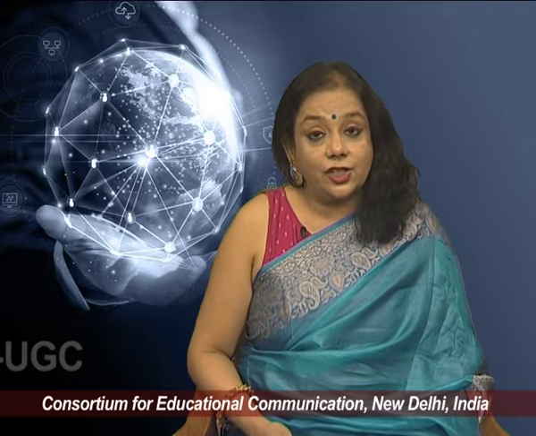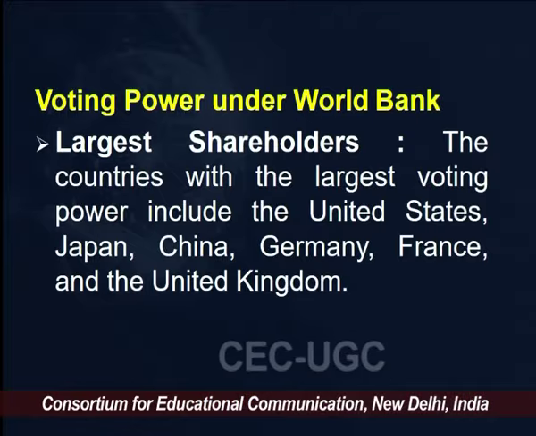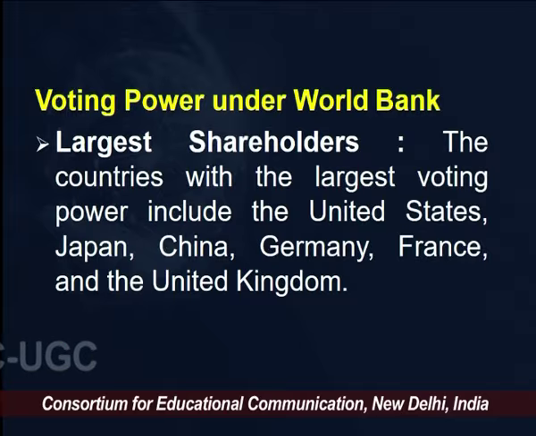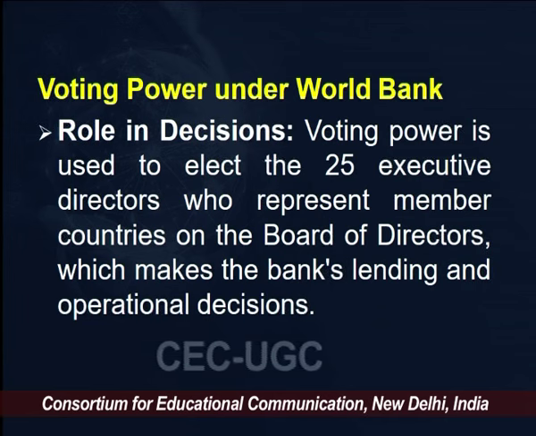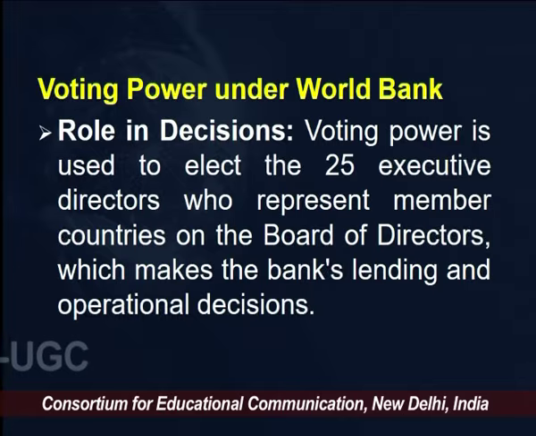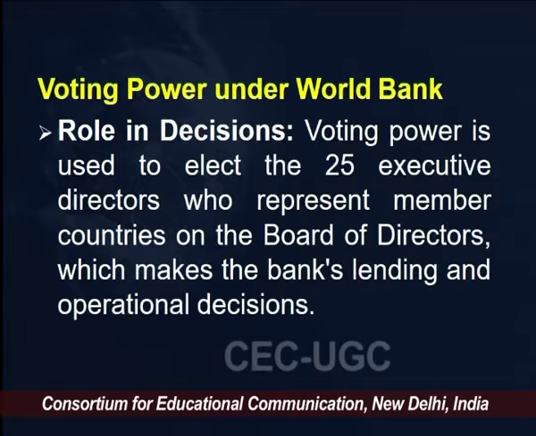Then largest shareholders. The countries with the largest voting power include United States, Japan, China, Germany, France and the United Kingdom. Role in decision. Voting power is used to elect the 25 executive directors who represent member countries on the board of directors, which makes the bank's lending and operational decisions.